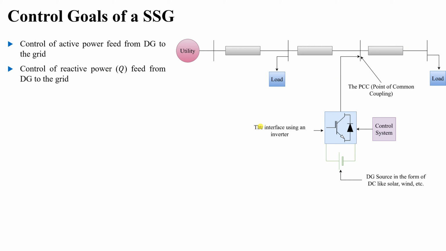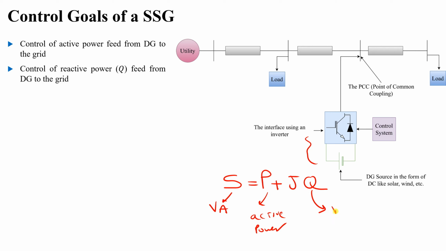Remember that our generator, in general, has its rating measured in apparent power, in volt-amperes, right? S, or apparent power, consists of P, which is active power, plus jQ, or reactive power. So we have active power, which is the real power giving us mechanical work, and Q, which is the reactive power used for excitation, right? Due to the presence of XL in the transmission line, or due to the excitation of the machine itself.